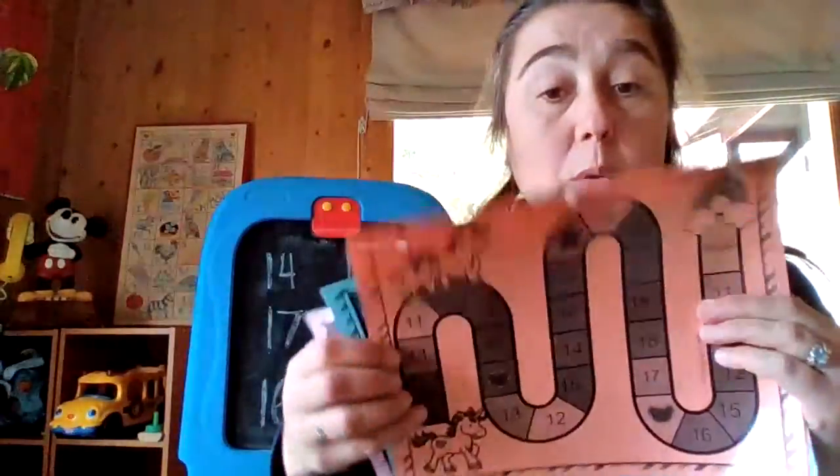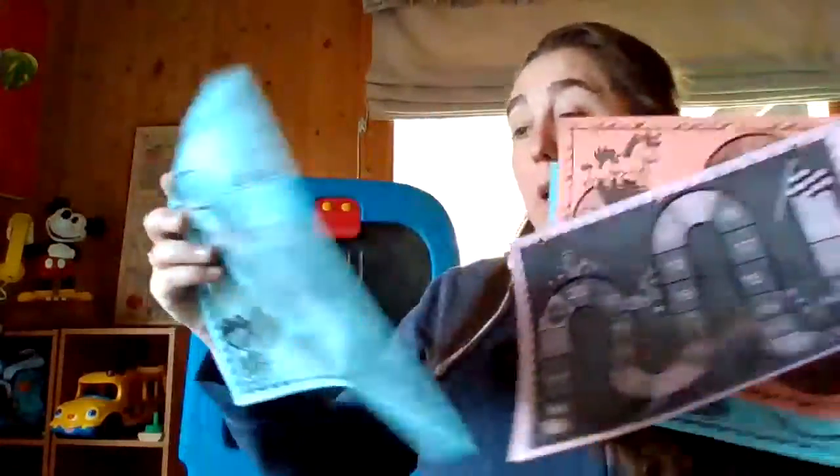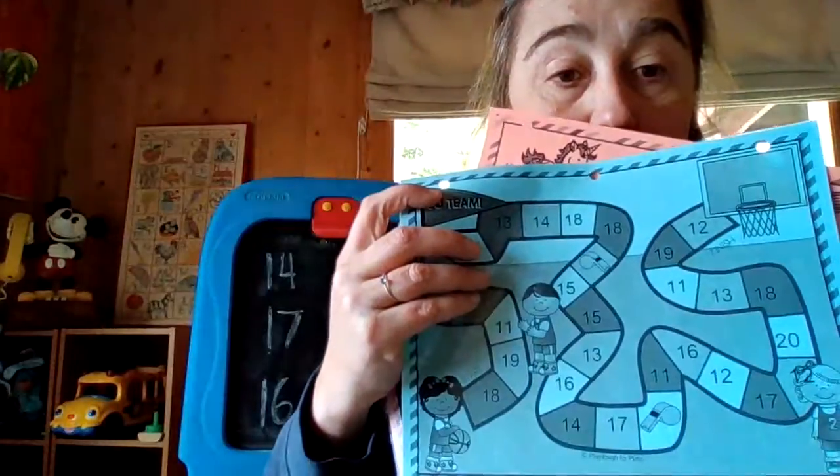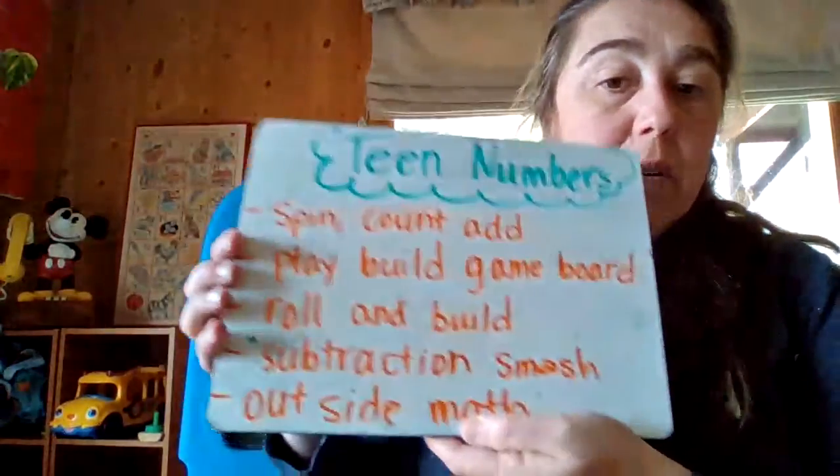I sent you a unicorn board. I sent you a race car board and a basketball board. So you can choose which one you want and print one of those off if that works for you. The next game is super similar to the other ones.